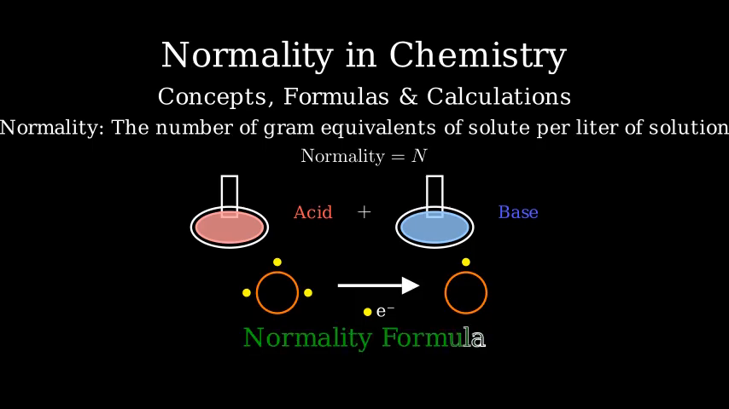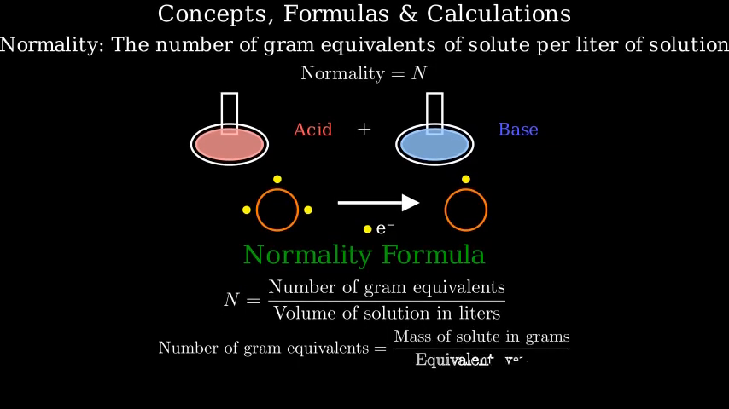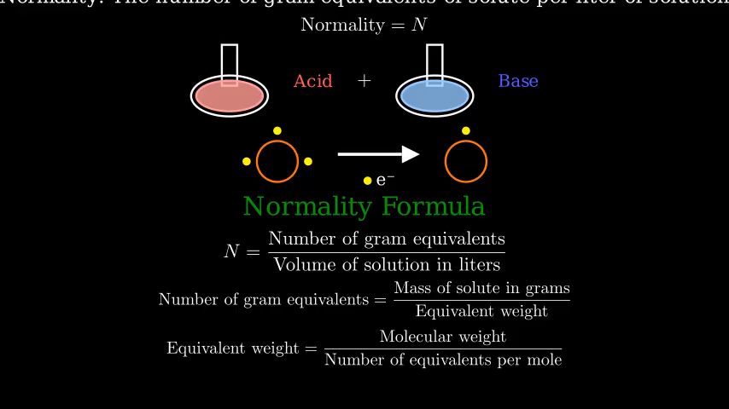Normality is defined as the number of gram equivalents of solute per liter of solution. Mathematically, it's expressed as normality equals the number of gram equivalents divided by the volume of solution in liters, where gram equivalent is the mass of the solute in grams divided by its equivalent weight. And equivalent weight is the molecular weight divided by the number of equivalents per mole, which depends on the type of reaction.